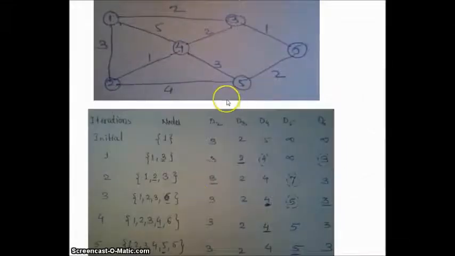To solve this problem, we have to tabularize the information in a table, divided into various columns. The first column will consist of iterations, the second column consists of the nodes, where first there will be a single node from where we have to calculate the distance to all other nodes, then the remaining nodes sequentially, D2, D3, D4, D5 and D6.